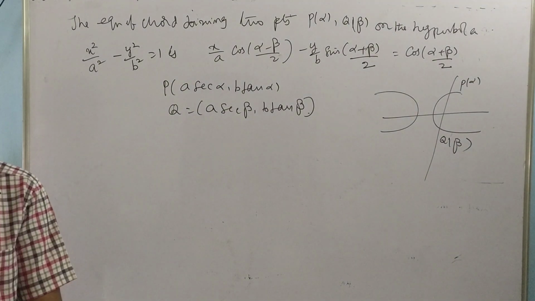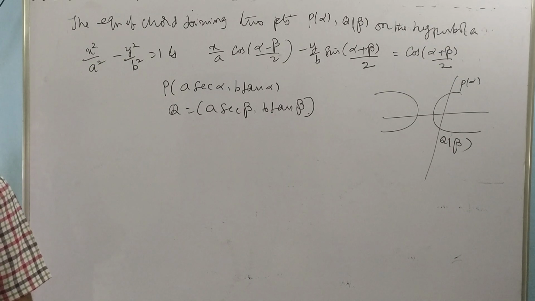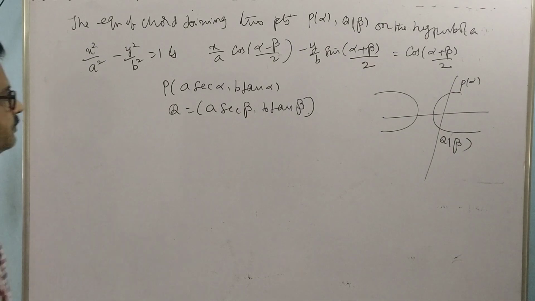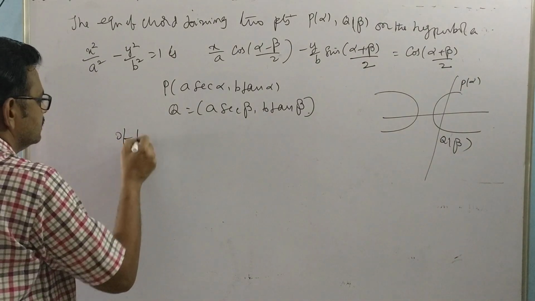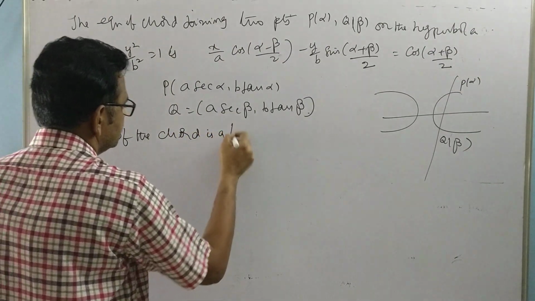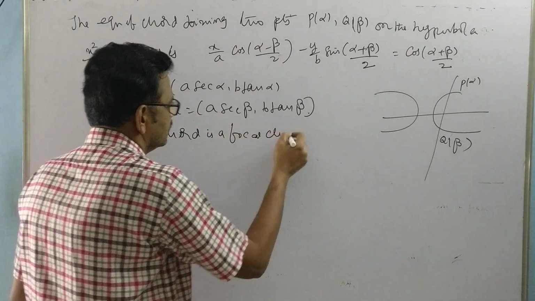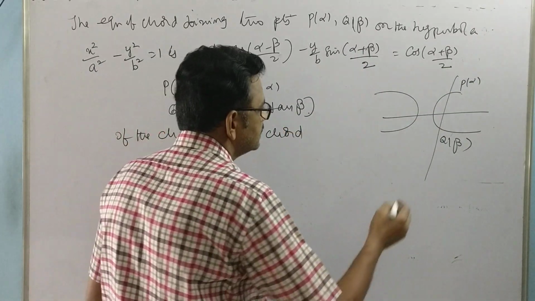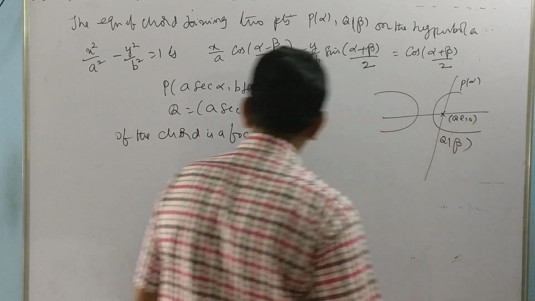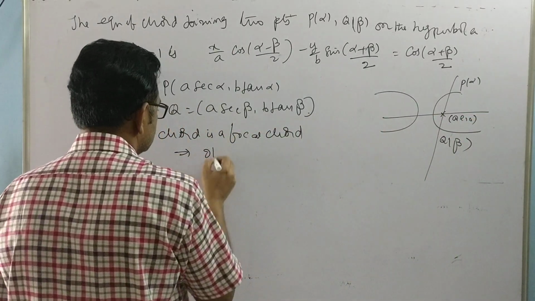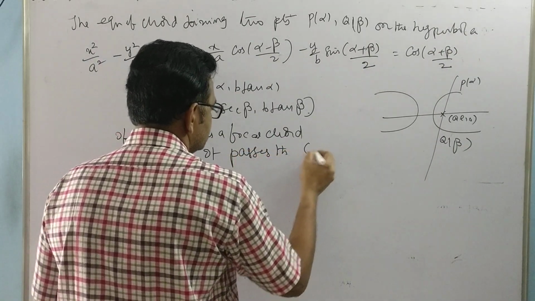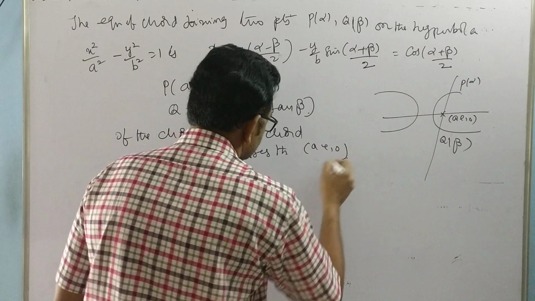So if the chord is a focal chord, it means it passes through the focus. So the focus is what? (ae, 0), which implies it passes through the focus (ae, 0).